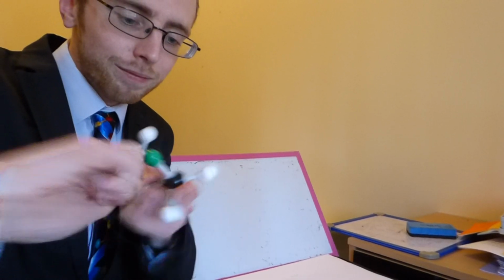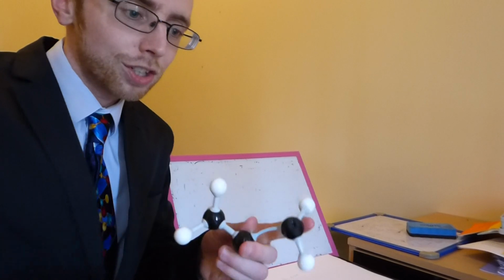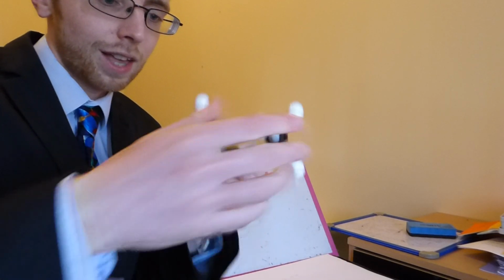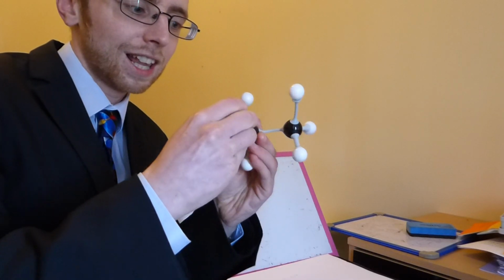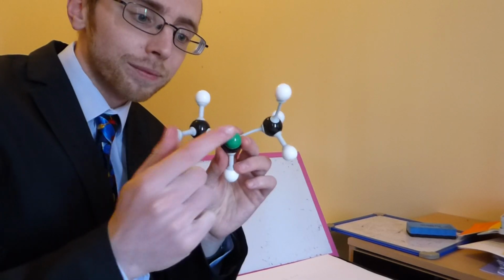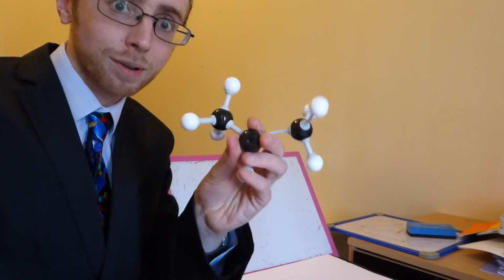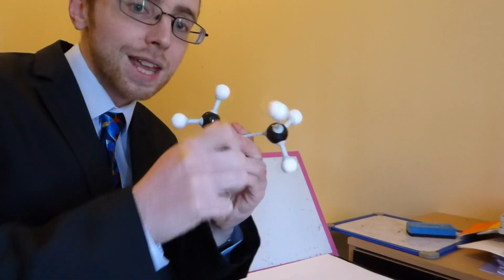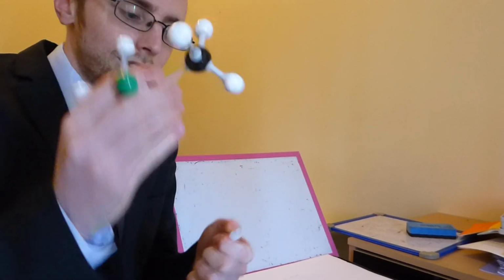So, unsurprisingly, the more stable one will lead to the major product. That's the more stable carbocation. That is the major product. More stable carbocation, major product. Okay? And of course, there's one more option.